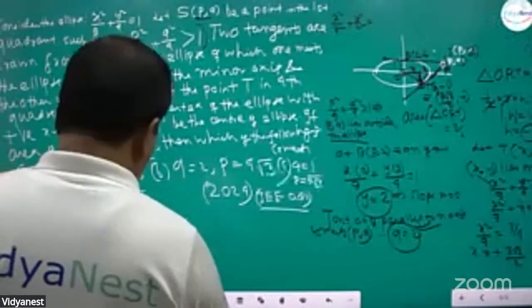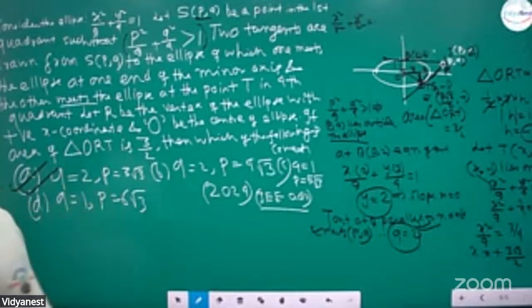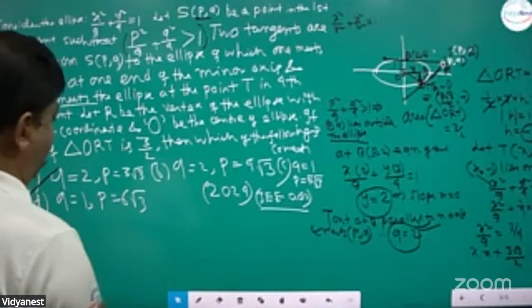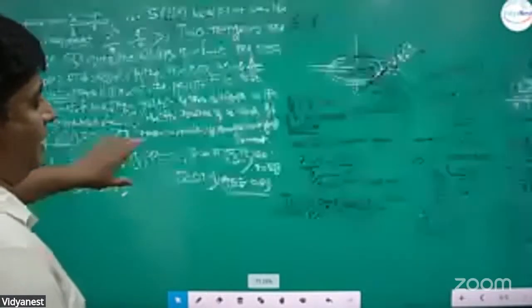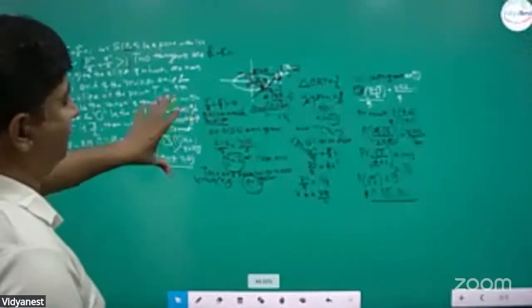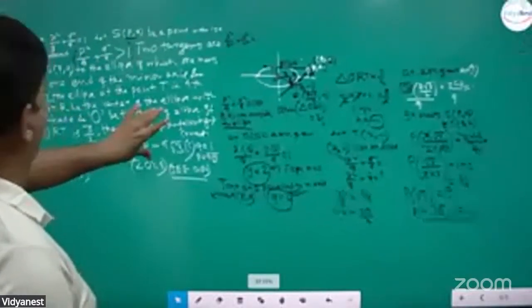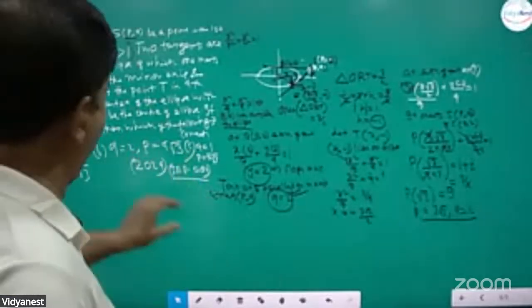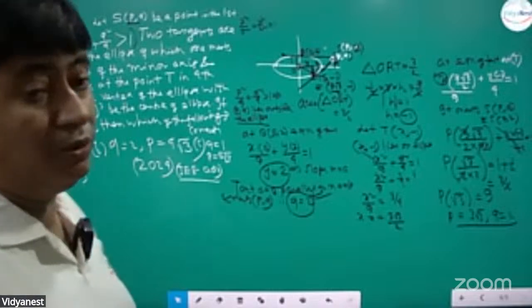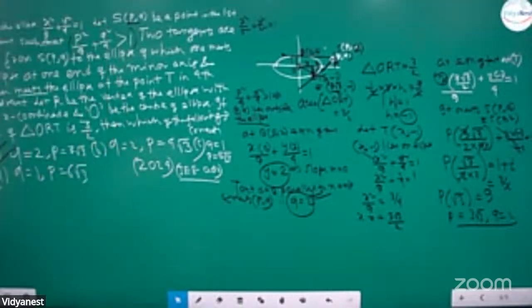This is the option that is matching here. Q2, P, 3 root 3. So this is a JEE Advanced level sum. But if you analyze the sum step by step, it will not seem tough to you. Nothing is tough in this world.